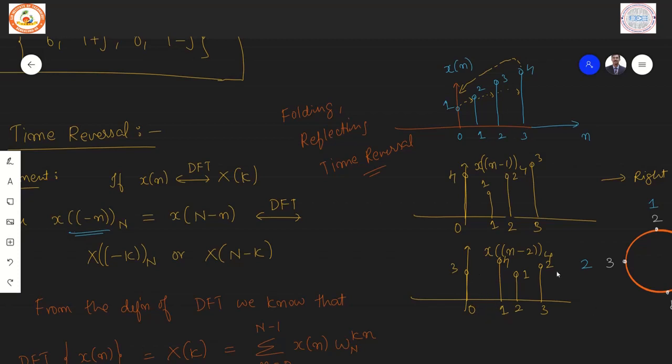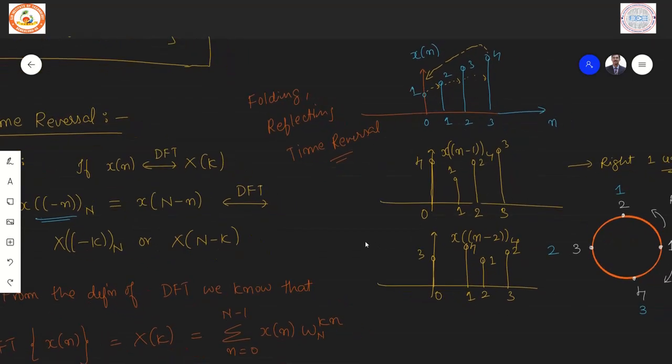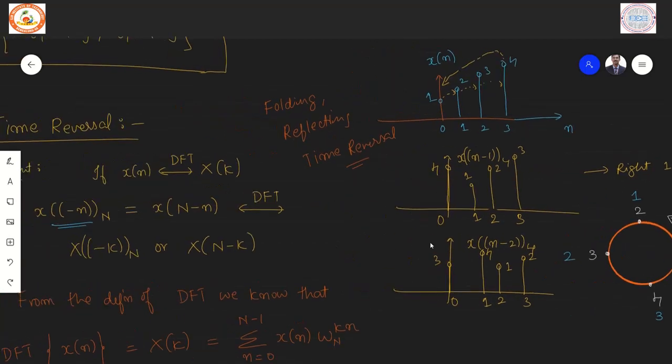Now what happens in the case of the reversal operation? In the case of reversal, the value at the origin will remain where it is. The rest of the elements are reversed. So the reversal of this will be the values 1 followed by 4, 3 and 2. Please remember, the value at the origin will be where it was earlier. The remaining elements happen to be reversed. So this is time reversal.